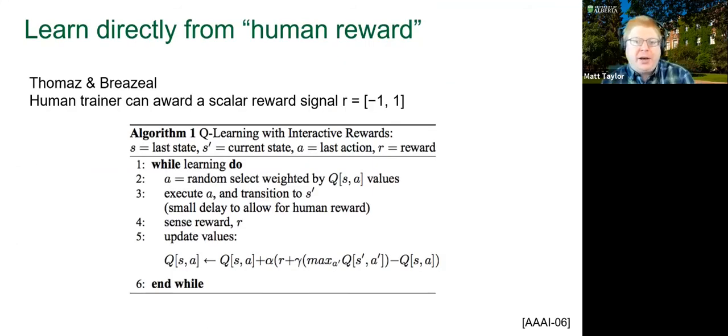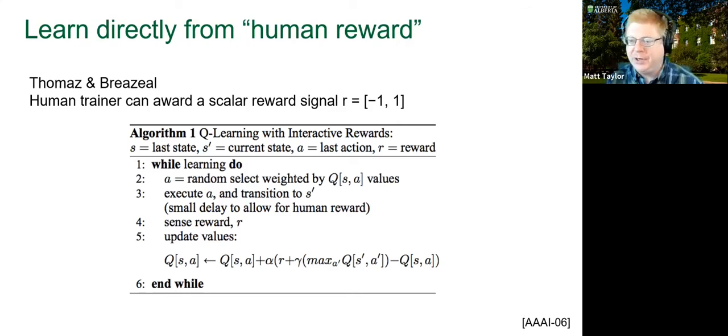So I wanted to go back to the 2006 paper by Thomas and Breazeal. I think this was one of the better known papers where we're doing human subject studies and trying to get humans to teach a robot to do something. Sorry, an agent. So you could do the simplest possible thing.